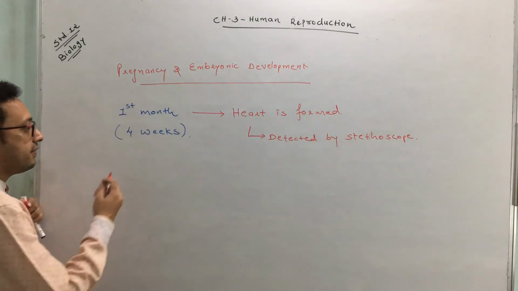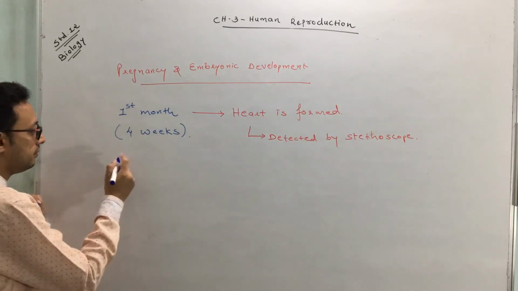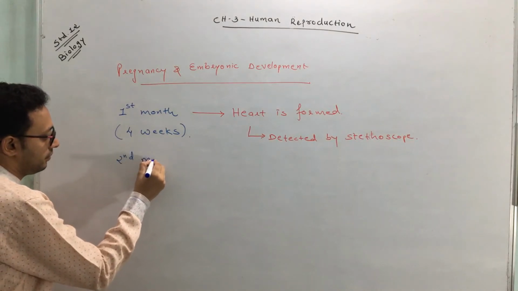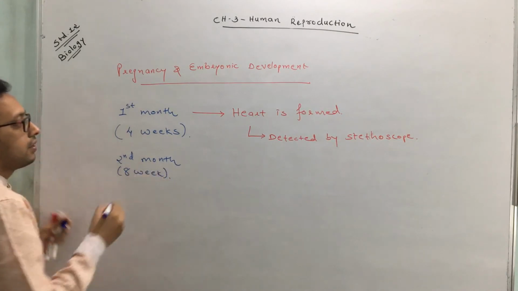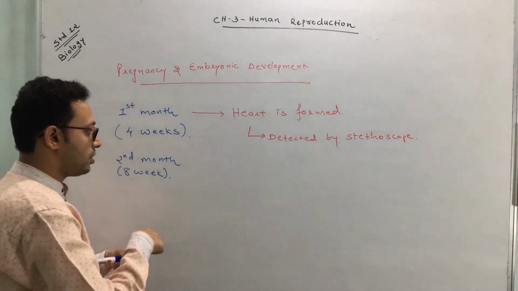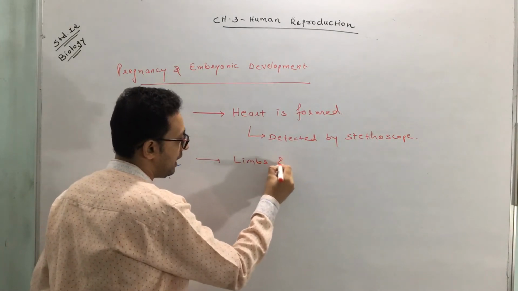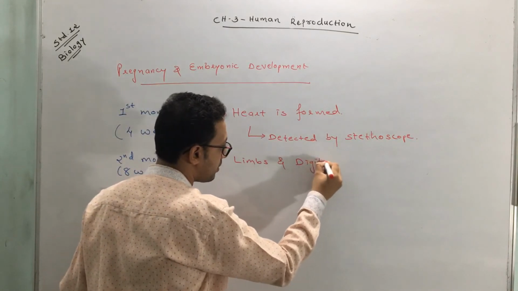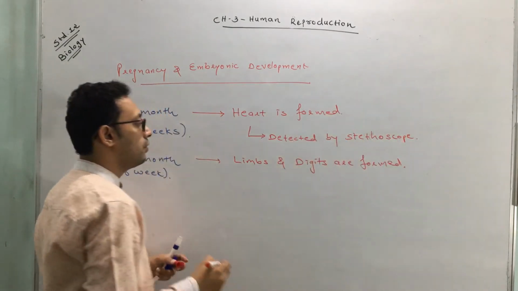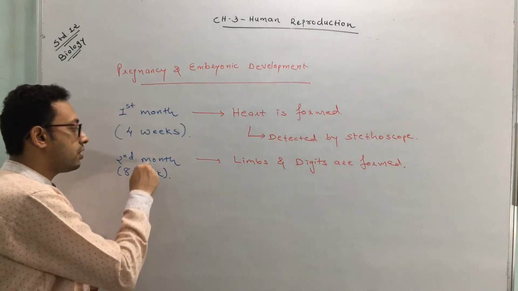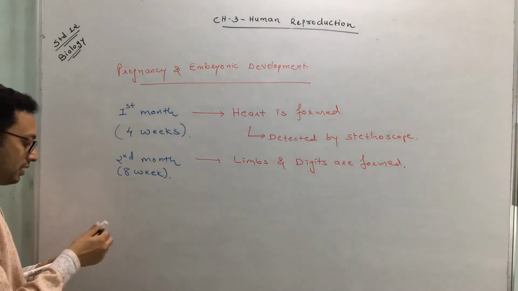Okay, at the end of the second month, or you can say 8 weeks, what is going to be formed? There is a formation of limbs and digits. Okay, what is formed at the end of 8 weeks or the second month? The limbs and digits are going to form. Okay, next, third month.